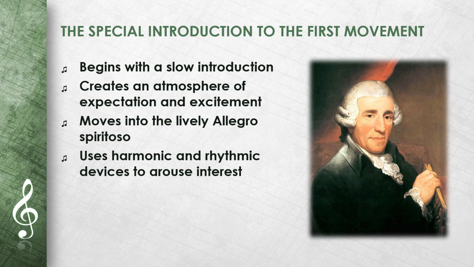The first movement begins with a slow introduction, characteristic of Haydn's late symphonies. This introduction creates an atmosphere of expectation and tension before moving into the lively allegro spiritoso. Haydn skillfully uses harmonic and rhythmic devices to arouse the listener's interest and prepare for the main section of the movement.